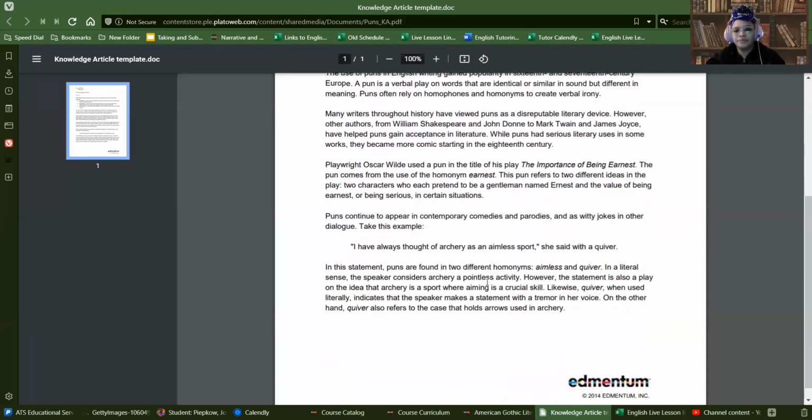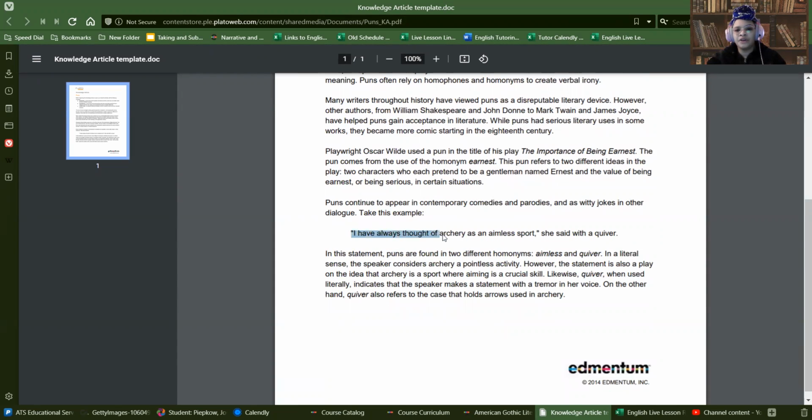So for example, they give you one down here. I've always thought of archery, that's the practice of shooting arrows, as an aimless sport. So the pun there is that there's aimless and quiver. She said with a quiver at the end. So aimless is ironic because you actually physically have to aim when you're pulling an arrow back. You have to physically aim. So to call it aimless is ironic. But they mean aimless as in there's kind of no point to it because no one really uses it these days. So she's using the pun of those definitions, kind of going against what archery is to create a joke.